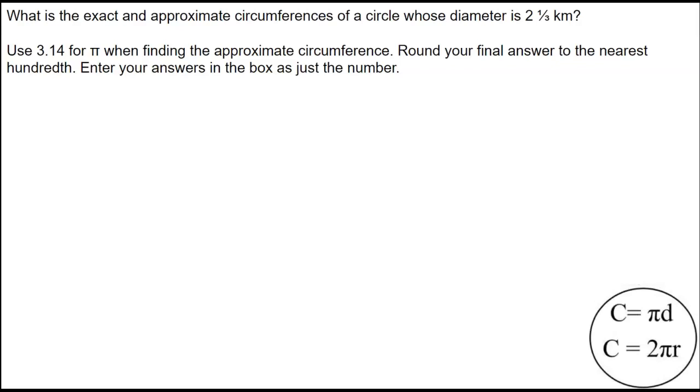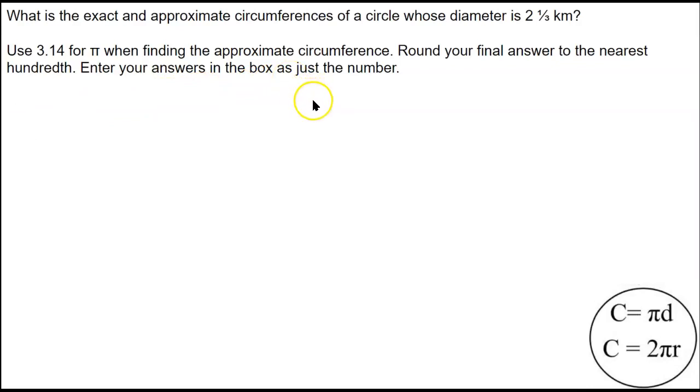The question on your exit ticket may look like this. What is the exact and approximate circumference of a circle whose diameter is 2 1/3? Use 3.14 for pi when finding the approximate circumference. Round your final answer to the nearest hundredths. Enter your answer in the box as just the number.